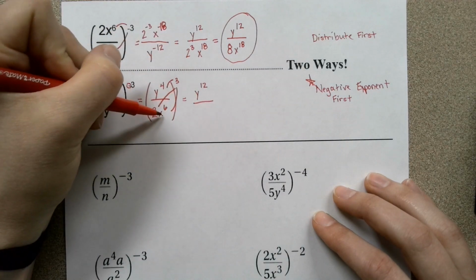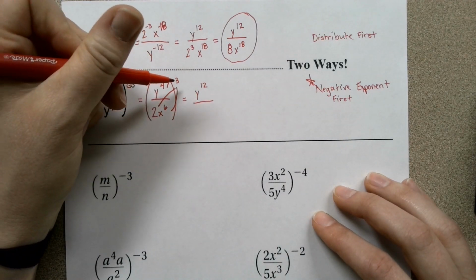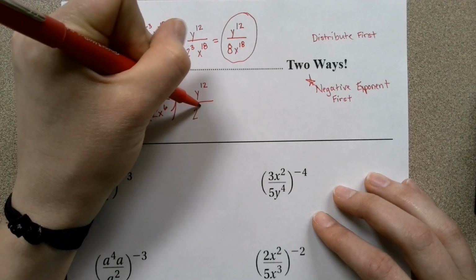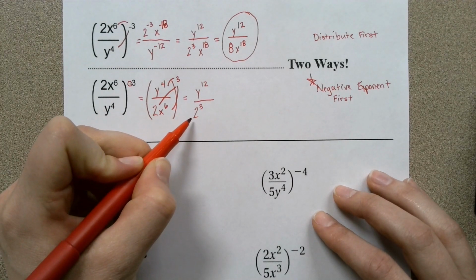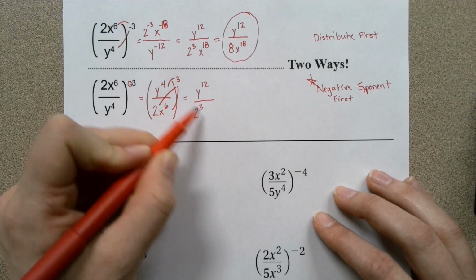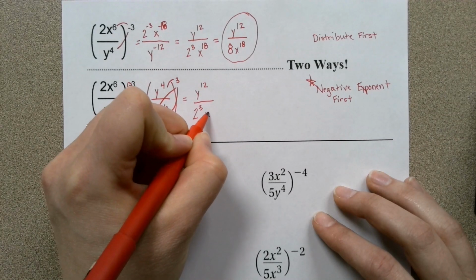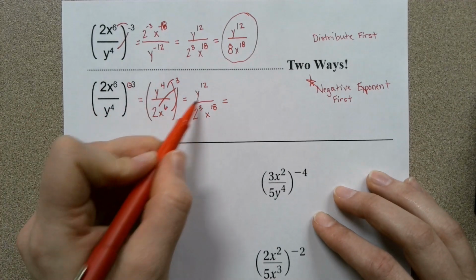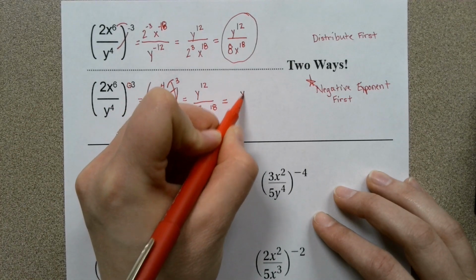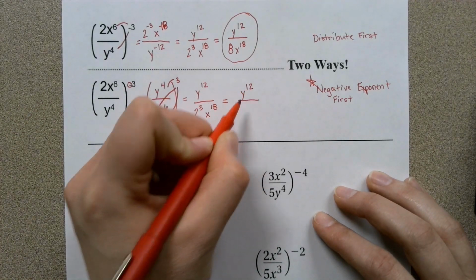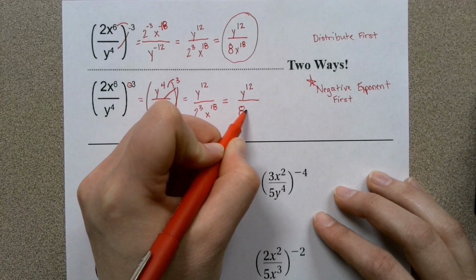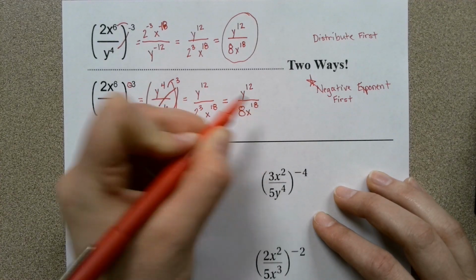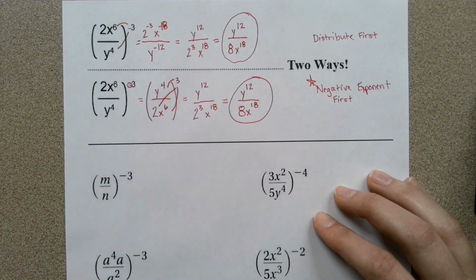The 3 not only goes to the x to the 6th, but also to the 2, so we have 2 to the 3rd. That's probably the piece that's missed the most often when we have the coefficient. And then x to the 18th. And from there, we have one more step to simplify 2 to the 3rd. And it's the same answer as what we had before.